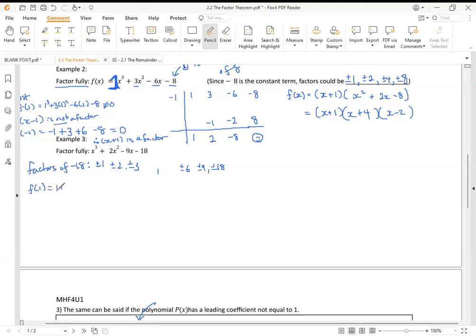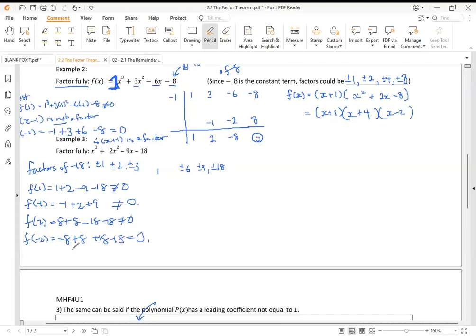F of positive 1: 1 plus 2 minus 9 minus 18, I know that's not going to be a 0. F at -1: -1 plus 2 plus 9 minus 18, that's definitely not going to be a 0. F at 2: 8 plus 8 minus 18 minus 18, that's definitely not a 0. F at -2: -8 plus 8 plus 18 minus 18, yay, that's going to be a 0. So x plus 2 works. Yep.